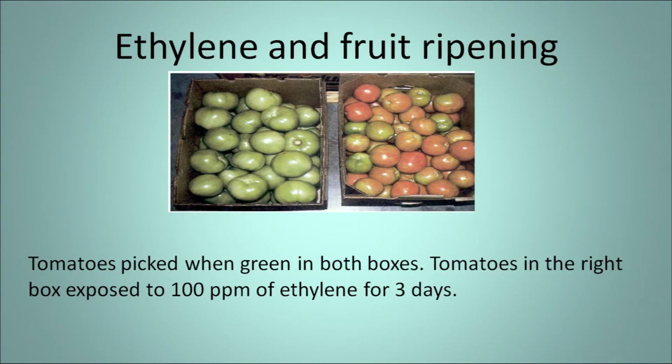Now, ethylene has much more to do commercially. These are tomatoes that have been picked in the green state, and they were transported, and the tomatoes on the right hand side have been treated with 100 ppm of ethylene for 3 days. Although both were collected at the same time and in the same state, you can see a change in the color on the right hand side of the basket, where the tomatoes have ripened, and they are exported to the groceries once the fruits have ripened.